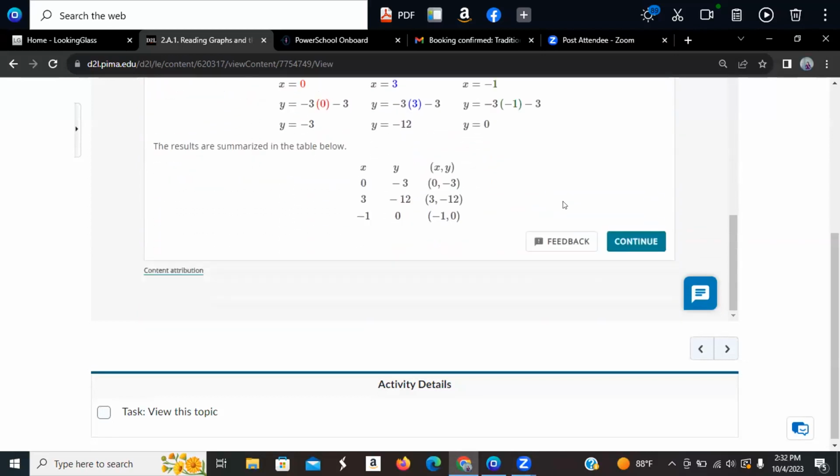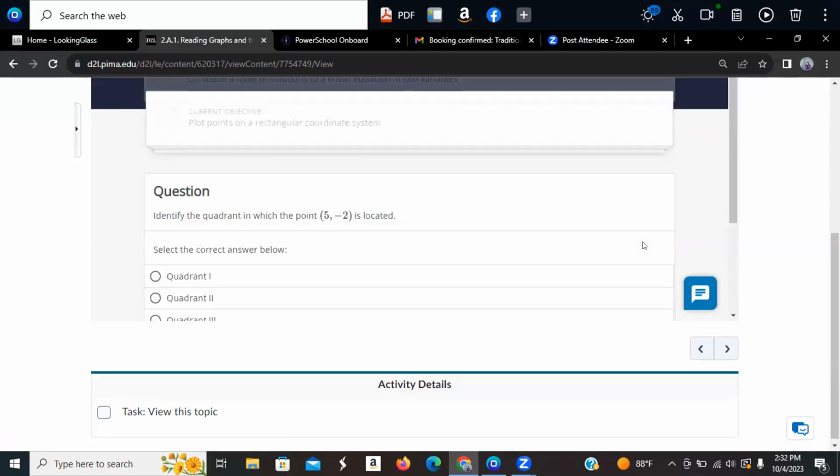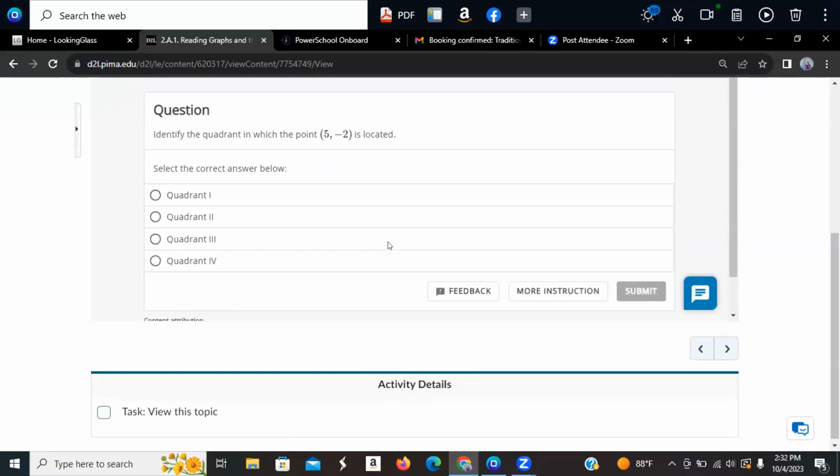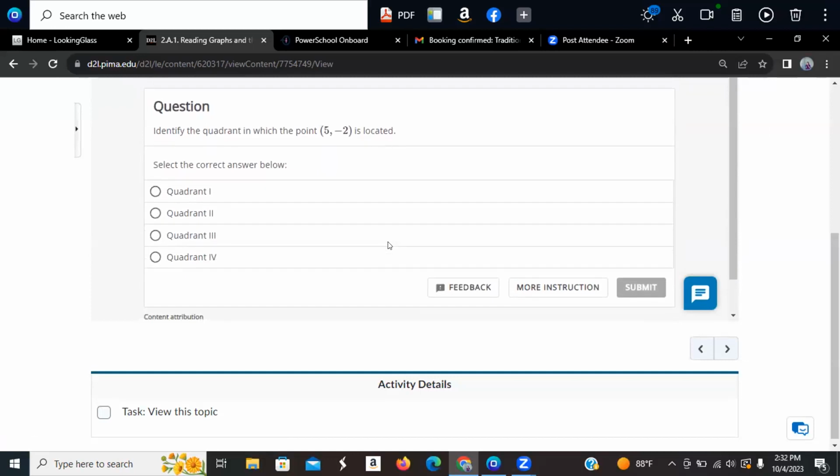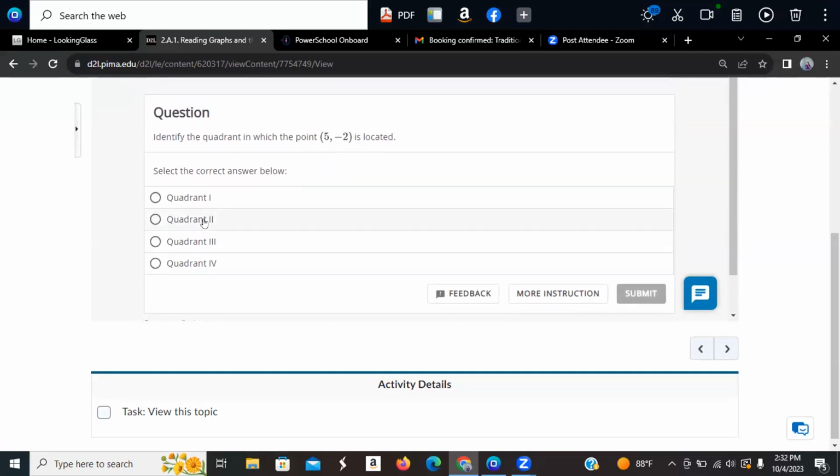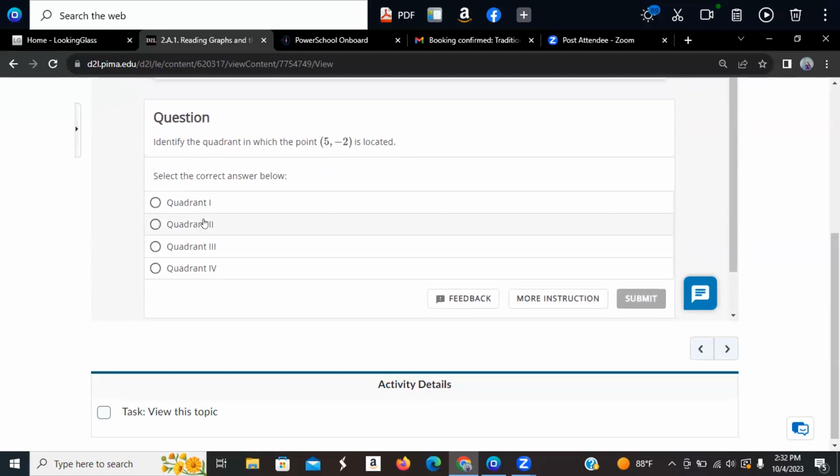Okay. Do you lose any points for it taking more than one attempt? Does that matter? If I get it incorrectly twice, then yeah, it takes points off. Okay. All right.